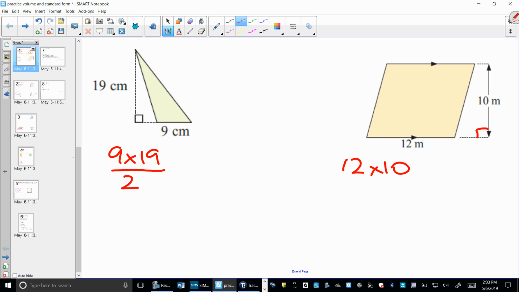Now, all of our units for these ones are units squared. So this would be centimeters squared, this would be meters squared, because these are all areas. Remember, areas have a unit squared. It is not the number squared, it's the unit that's squared. So area ones always have square units.